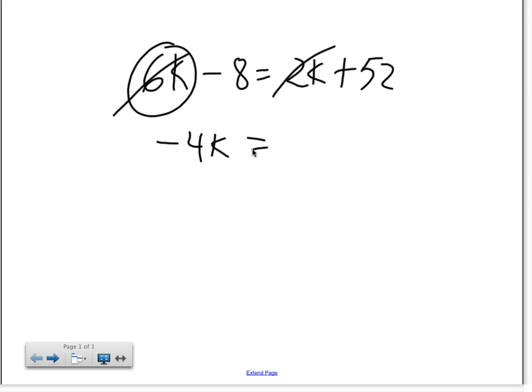Now, 52. I have 52. I want to go down all the way to negative 8. Going down means take away. What do I need to take away from 52 to get it down to negative 8? 60. Very good. Does that make sense? Because if you go down to negative 8, you have to take all 52 away, which is already negative 52, and you have to go down 8 more, so that's negative 60.